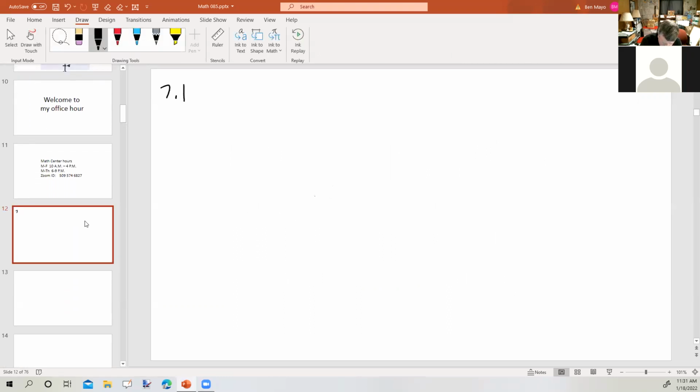This is section 7.1. It says simplifying rational expressions. A rational expression is basically an algebraic fraction. It's a fraction that contains at least one variable. Anyway, so we're going to look at simplifying rational expressions.